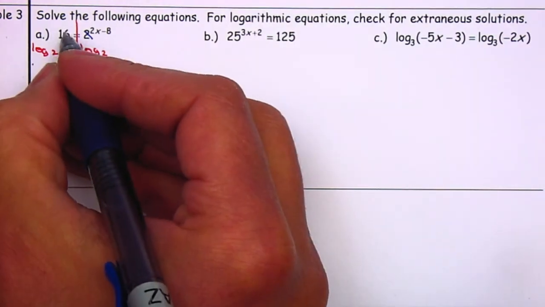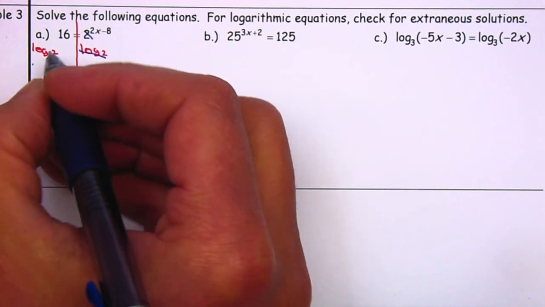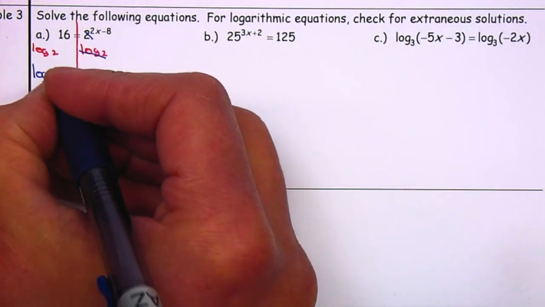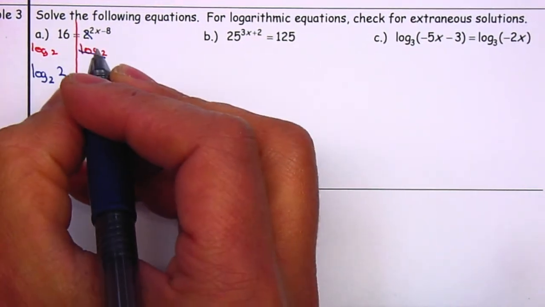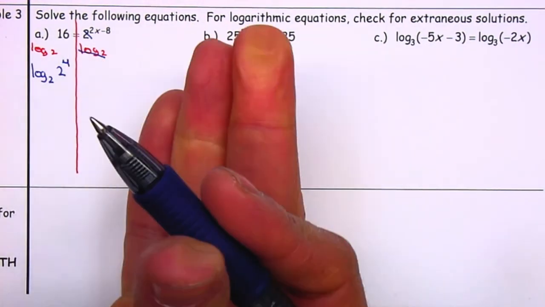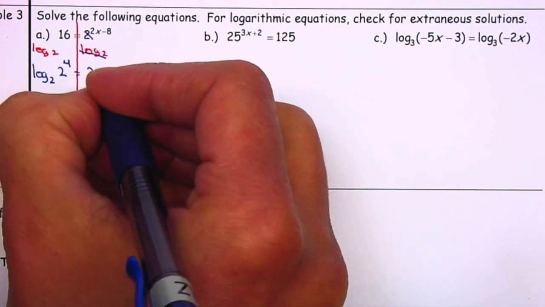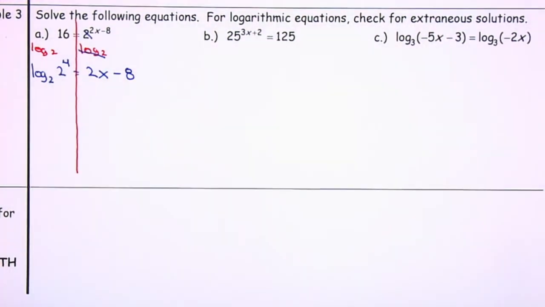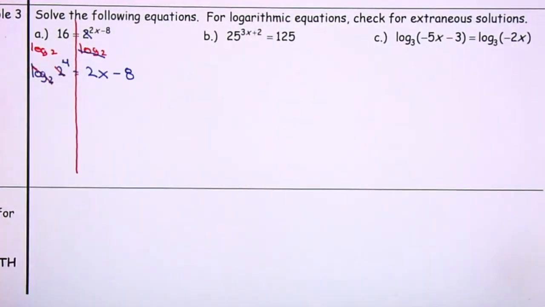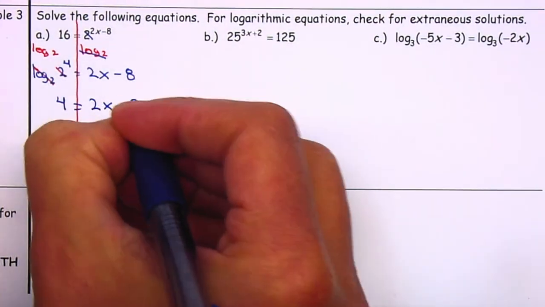I'm going to have to rewrite the 16 as a 2 to a power so I can simplify this out. Of the log base 2, the 16 will be 2 to what power is 16? That will be 2 to the 4th power. 2 times 2 is 4, times 2 is 8, times 2 is 16. Let me bring this down. We have 2x minus 8. This will cancel. Now we have a simple equation, and we just need to solve for x.